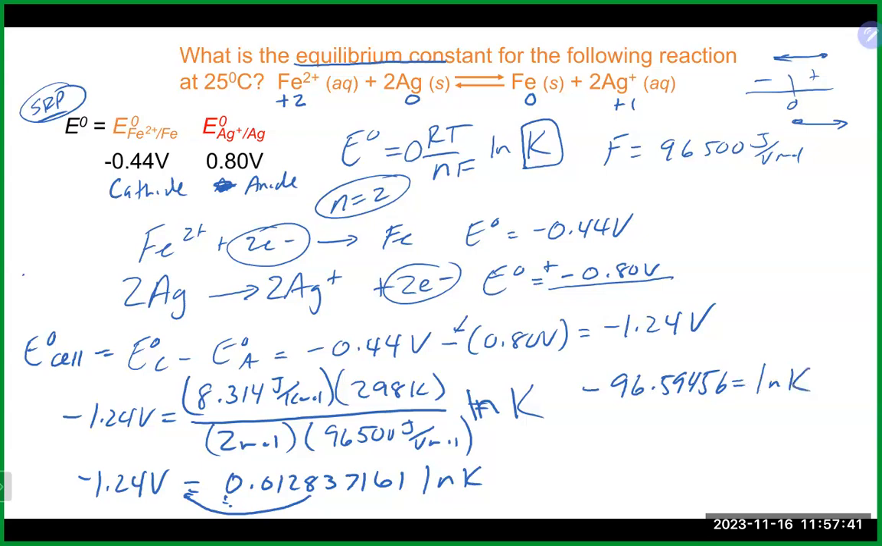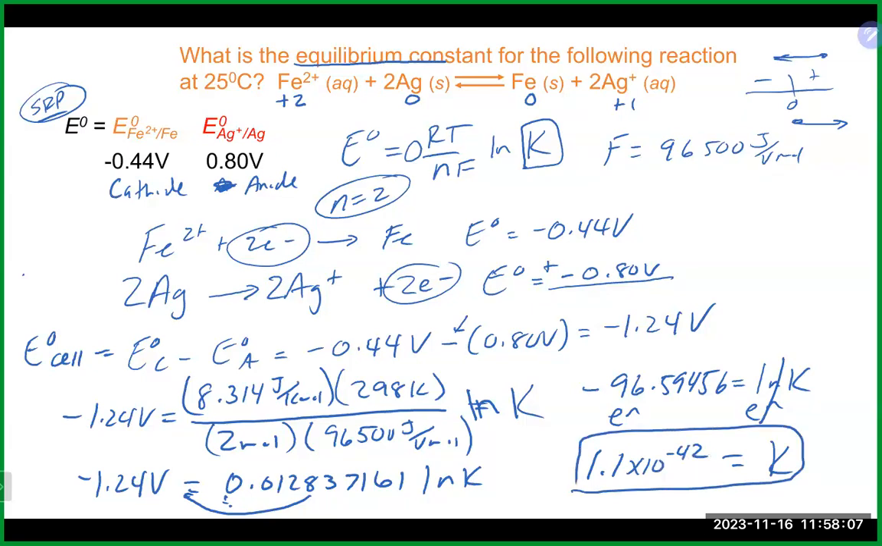To get rid of the natural log, we're going to take the e of both sides, like I think we did previously when we were doing some kinetics. When we do the e of this side with the natural log, it just gets rid of the natural log part. And if we do it to the other side, we're going to end up with like 1.1 times 10 to the minus 42, which I would say is a small value of K, which again does all sort of make sense. Positive value of G, negative value of E, small value of K.